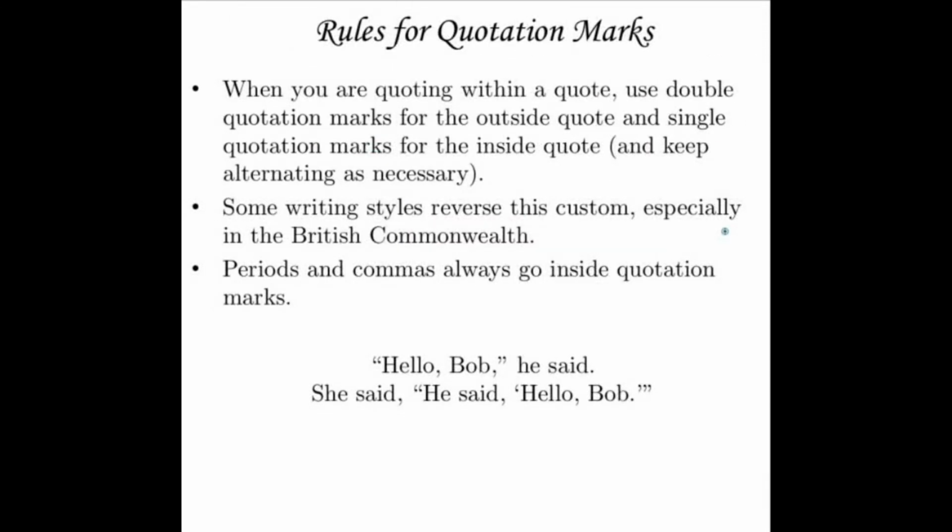All right, here are the rules for using quotation marks correctly in your writing. First, when you are quoting within a quote, so someone starts talking and then they quote someone else in the middle of their talking, use double quotation marks for the outside quote and single quotation marks for the inside quote, and keep alternating as necessary. Eventually you start to get double, single, and it gets really complicated, and at that point, just rewrite the sentence.